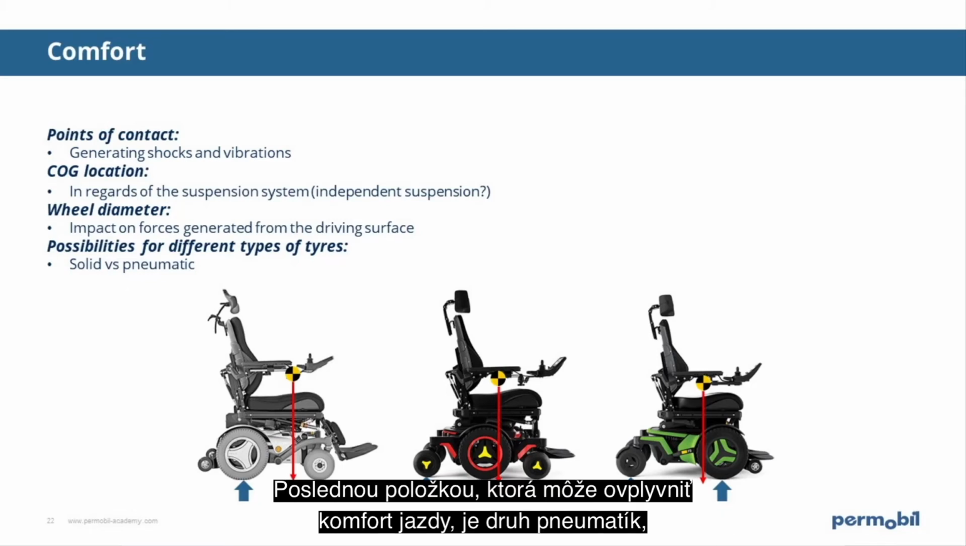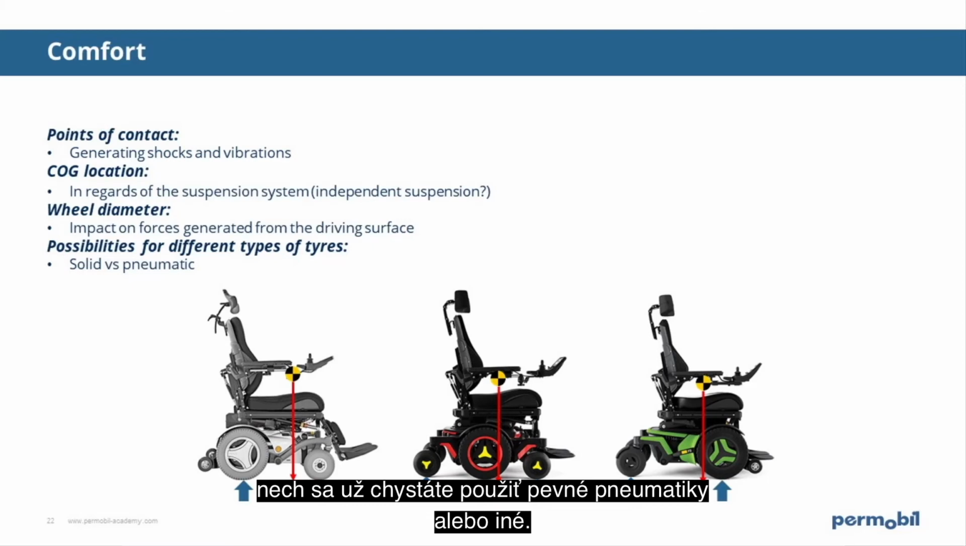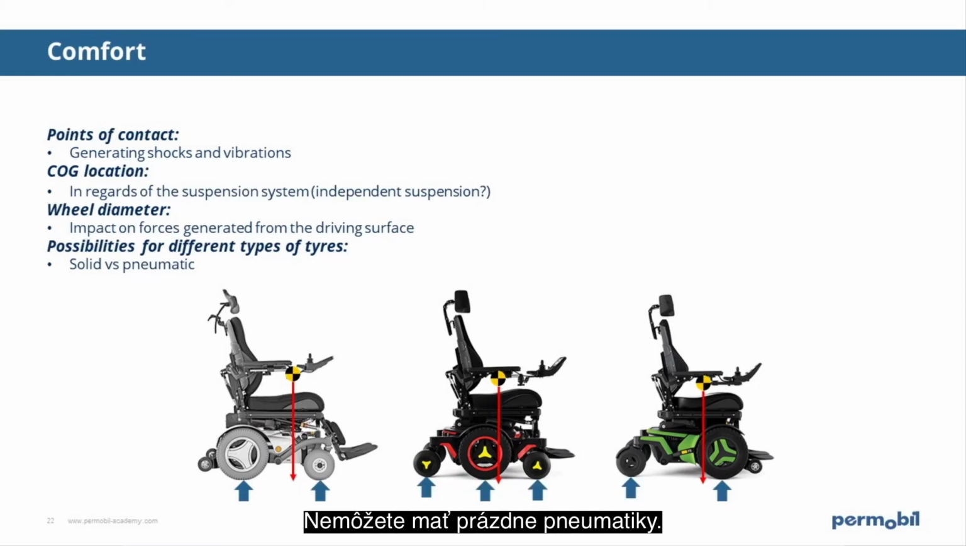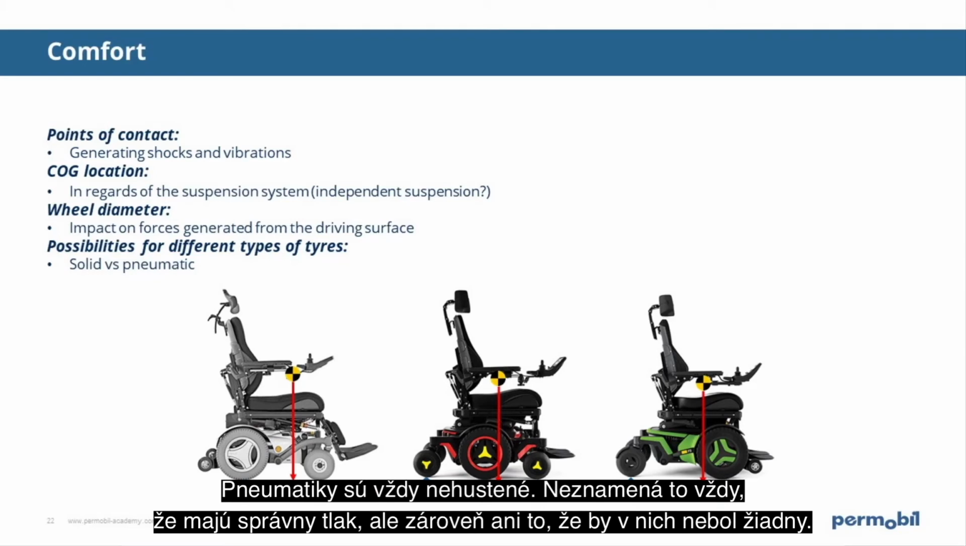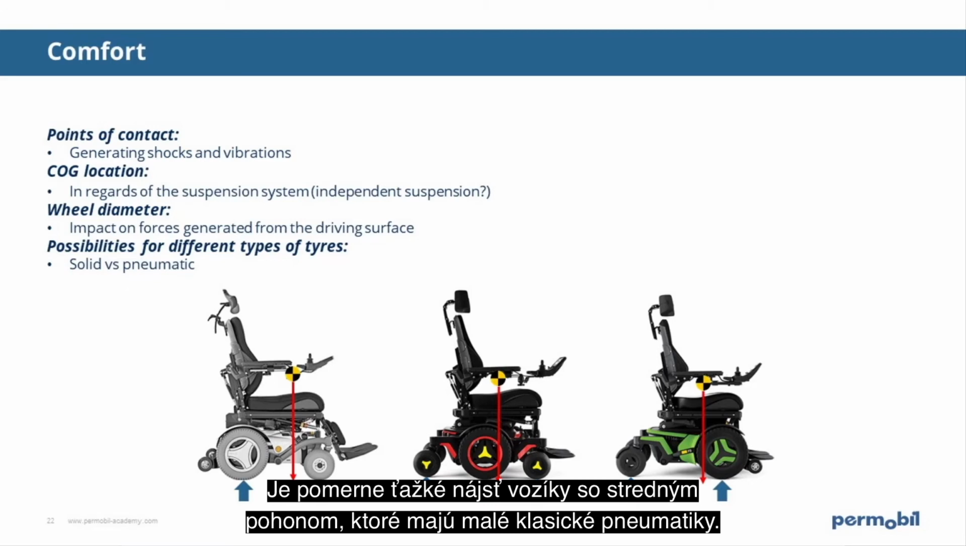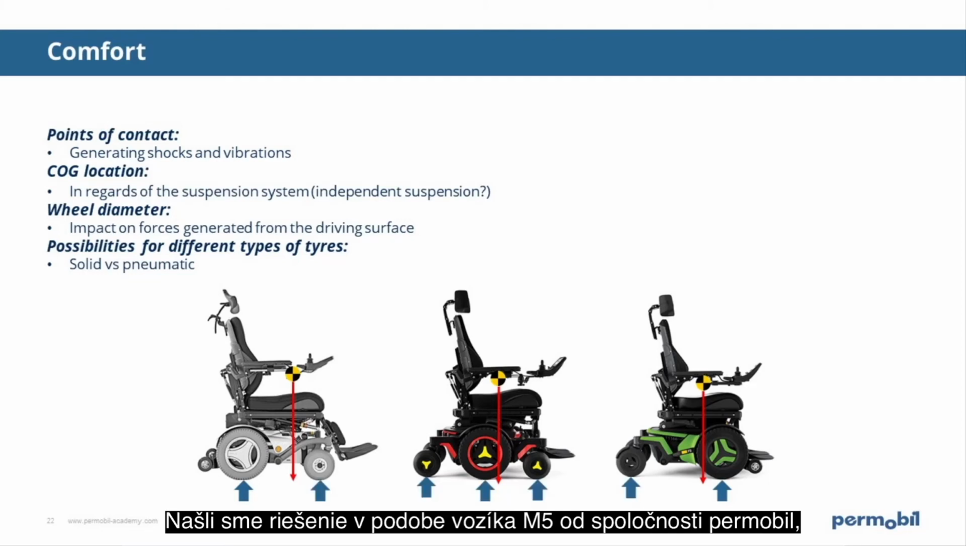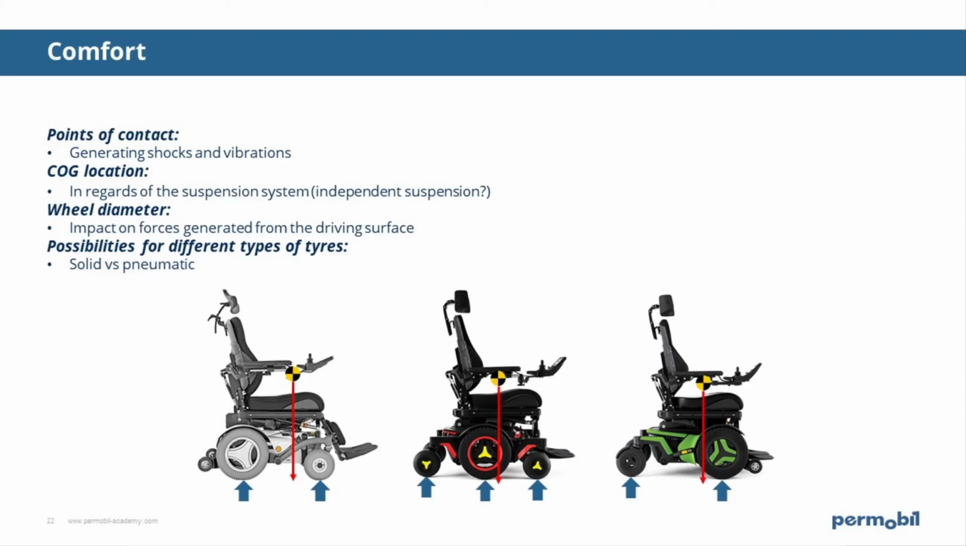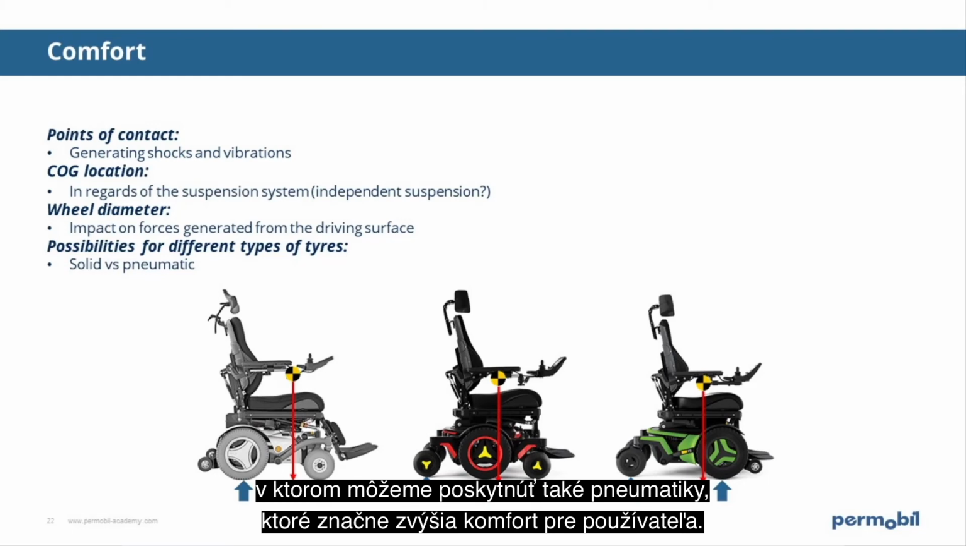And then the last item that can influence comfort significantly is the type of tires, whether you are going to use pneumatic tires or solid tires. Solid tires are very frequently chosen because of convenience. You cannot have flat tires. The tire is basically always inflated with the, well, not inflated with the right amount of pressure, but basically there's no underinflation of the tire. Air tires offer lots more comfort for the user. And in most of the mid-wheel driven platforms, it's actually very challenging to find caster wheels with air tires. But with Permobil, with the Permobil M5, we actually have found a solution to cope with this issue, and we can offer pneumatic tires on a mid-wheel drive, increasing significantly the comfort for the user.